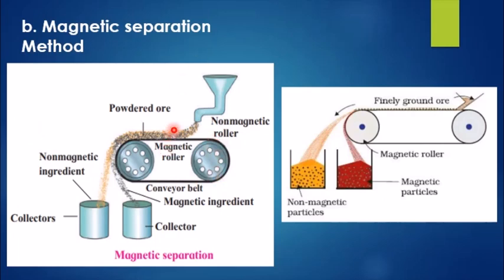So here what will happen, यहाँ से ये जाएगा and then the non-magnetic one will go and fall in the non-magnetic part. जो magnetic रहेगा वो इसको magnet को attach होगा and then it will come and fall on the collector vessel. So in this way you can separate the two things from the ore. You can separate the impurities and your metal.